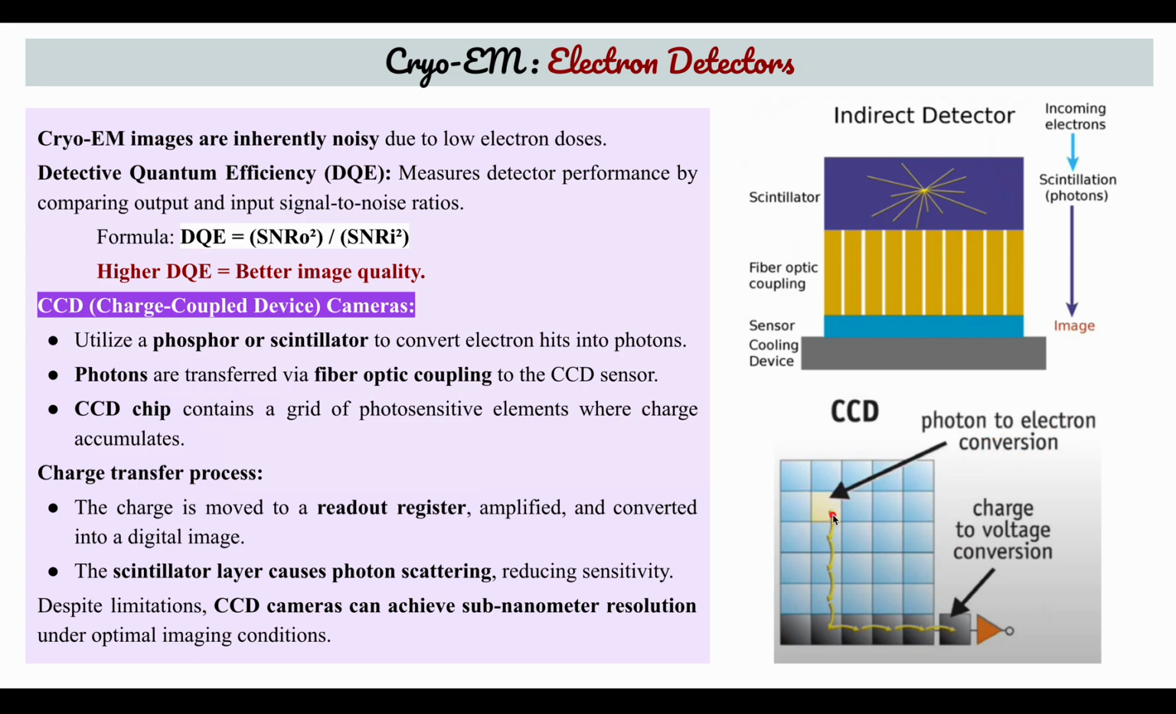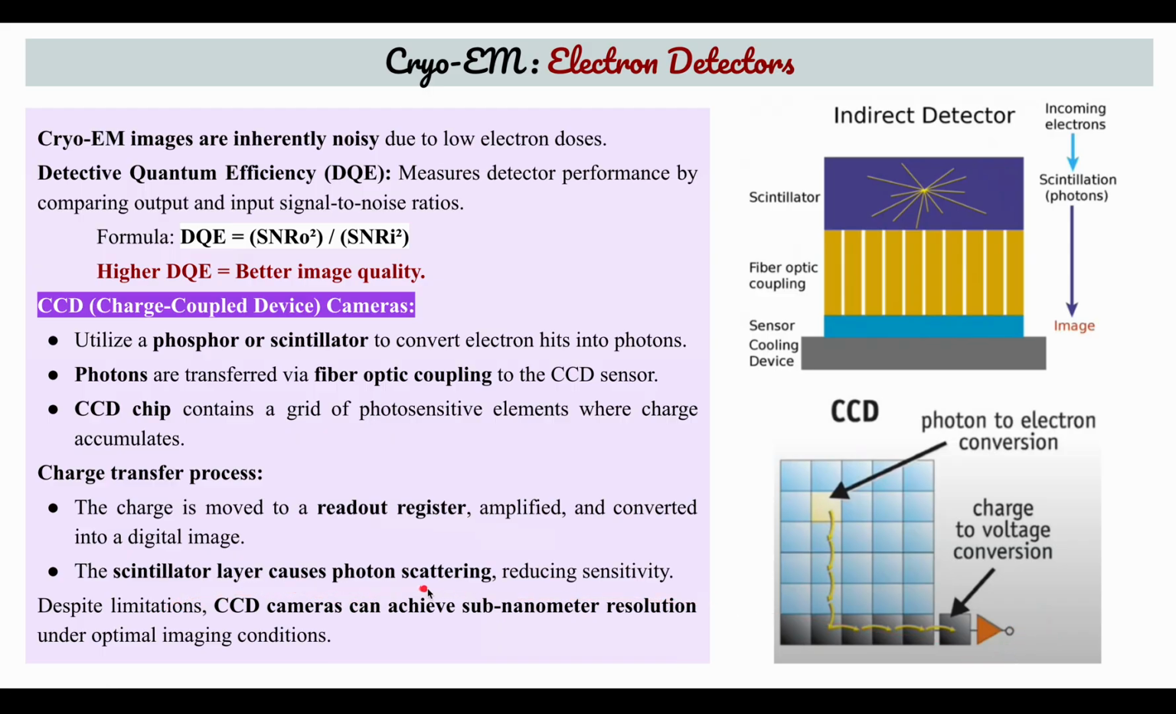So charge will be generated, and then the charge transfer process. Now this charge will be transferred. Charge is moved to the readout register. So this one is the readout register, which is reading out this charge. This will amplify it and convert it into a digital image.